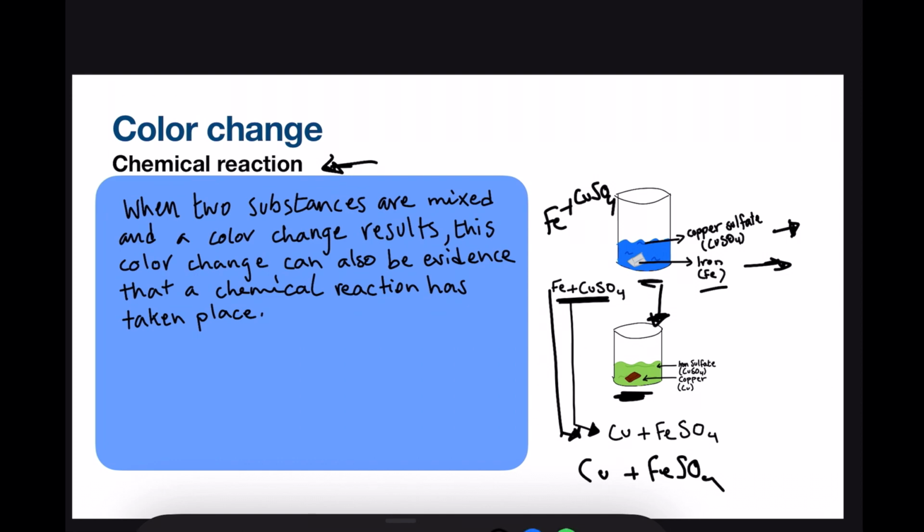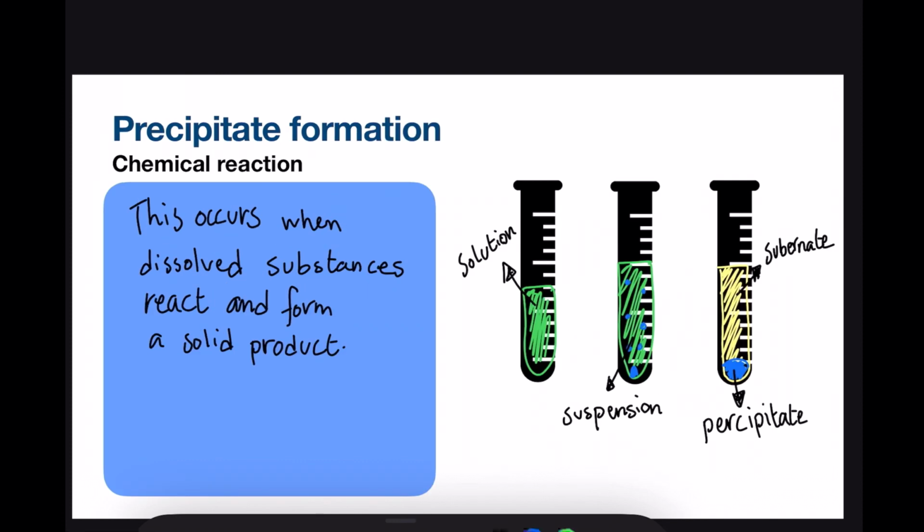Here it's iron and this is blue. Here, this is copper and this is green. So that indicates that a chemical reaction has occurred. In the next one, the evidence is the formation of a precipitate.